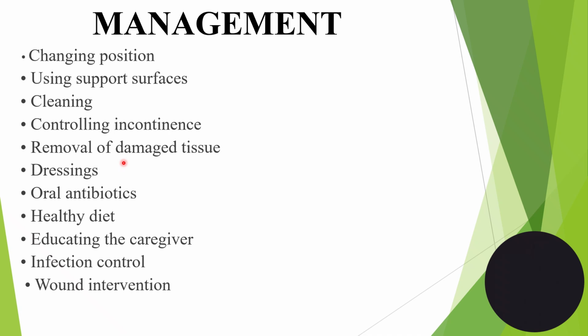Removal of damaged tissue and dressing with the help of things like pressure ulcer dressing, foam dressing. Oral antibiotics help to prevent sepsis in a person. A healthy diet includes nutritional support, proteins and so on. We educate the caregivers about positioning of a person and prevention of incontinence. Infection control helps to prevent sepsis, and then wound interventions. We have to inform the doctor about the concern of the wound and the need for wound care of the person.